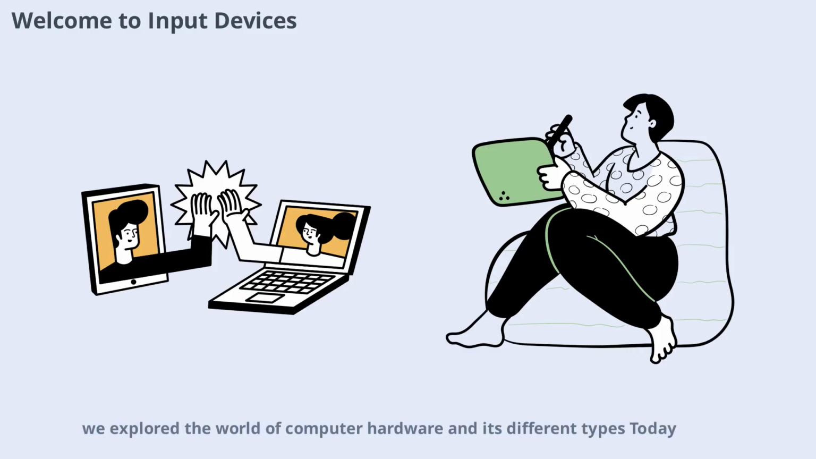In our previous lesson, we explored the world of computer hardware and its different types. Today, on day 6, we're diving into a crucial topic: input devices. These are the tools that let us communicate with our computers, making it possible to enter data, give commands, and truly interact with technology. Whether you're typing a document, clicking through a website, or recording your voice, input devices are at the heart of every action. Let's discover what they are and how they work together to make computing possible.